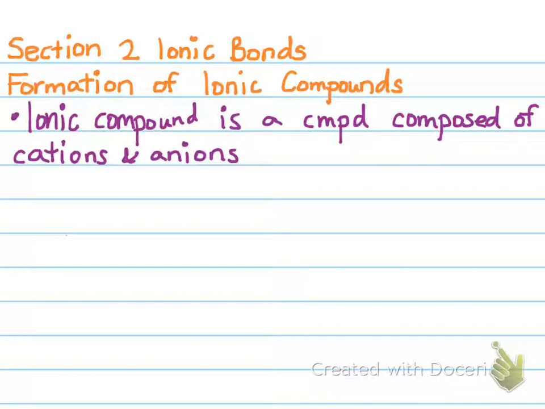So again, ionic compounds are compounds made of cations and anions. Cations are going to be metals because metals tend to lose their outer shell electrons to become positively charged, and nonmetals are going to be anions because they typically gain electrons to become an ion.